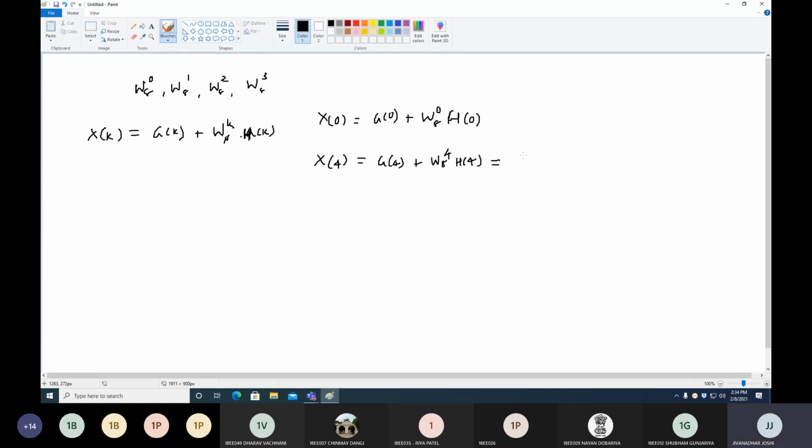Repeat it please. What did we write in place of this? G of 0 minus. G of 0 will come, but G of 0 minus W8 raised to 0 into H of 0. So now I need to prove several things here, that G of 0 is equal to G of 4. Similarly, H of 0 is equal to H of 4, and W8 raised to 0 is equal to minus W8 raised to 4. Isn't it?